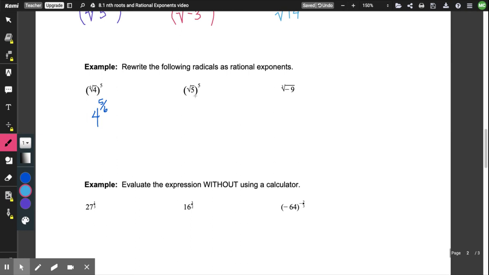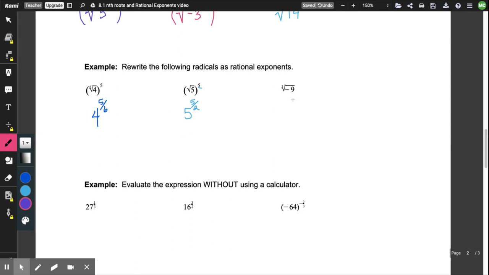For my second one there, I've got the square root of 5 to the 5th power. So the 5 radicand is my base. The 5 power is my numerator of my exponent. And then the denominator has to be the index of this radical. Now this one is a square root. There's no number written there as an index, so that's understood to be an index of 2.